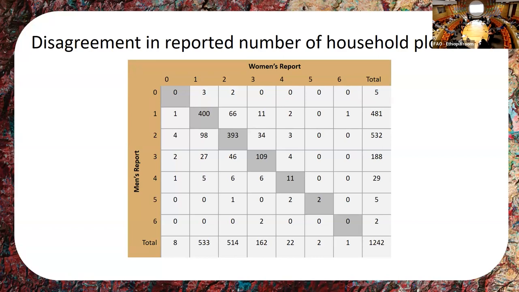So in this table, you can see we have the women's report as columns and the men's report as the rows, and the shaded cells on the diagonal are agreement. So anything outside of those cells is disagreement. And there is quite a bit of disagreement. In fact, only 73% of couples agree on the number of plots within the household. Anecdotally, we saw cases where a woman would report a small garden as an important plot for the household that the man neglected to report. So this could explain some of this and highlights the danger of just interviewing one member of the household.